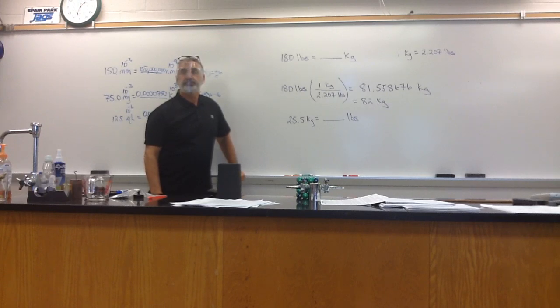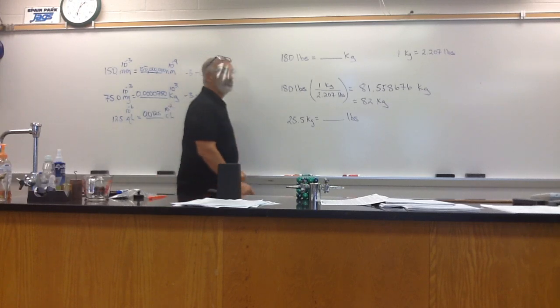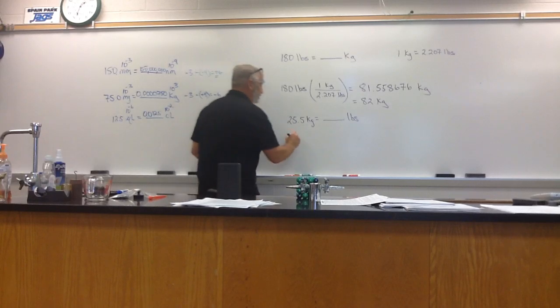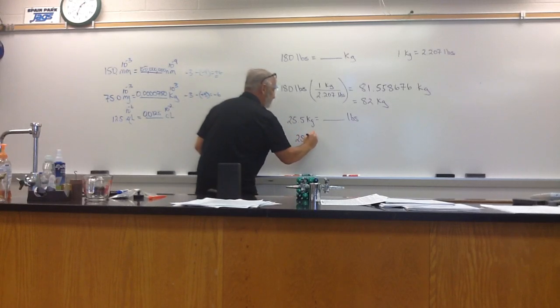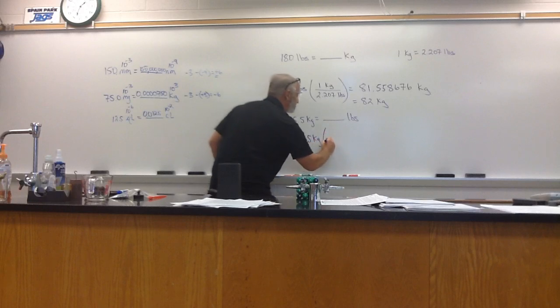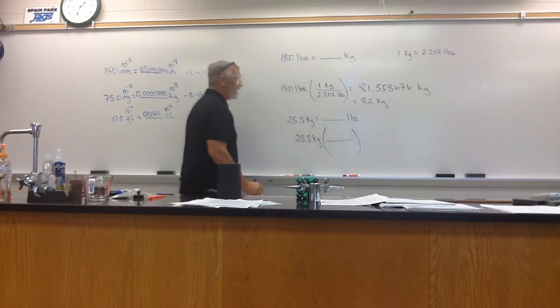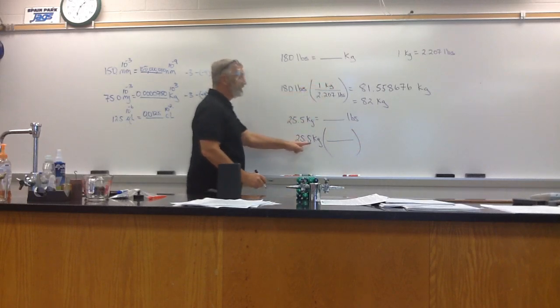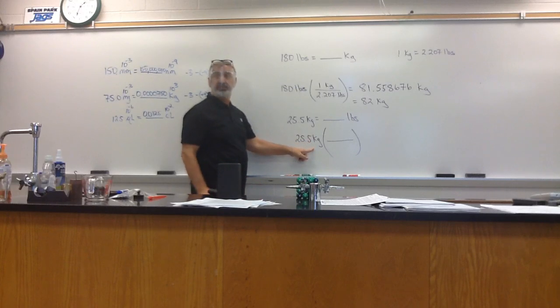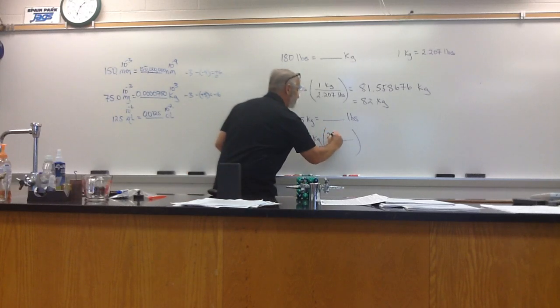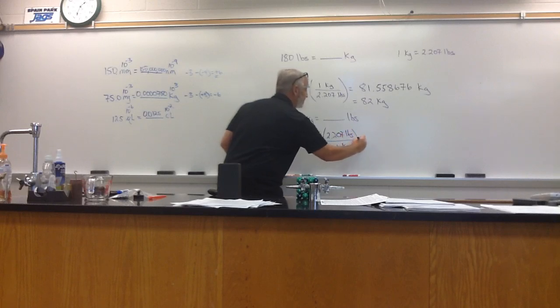You multiply it by 2.207. Okay, we're going to start with what's given, 25.5 kilograms. And then in our conversion factor, we still use the same one, but kilograms needs to go on the bottom this time. So we're going to say 2.207 pounds over 1 kilogram, which means this time we're going to multiply.